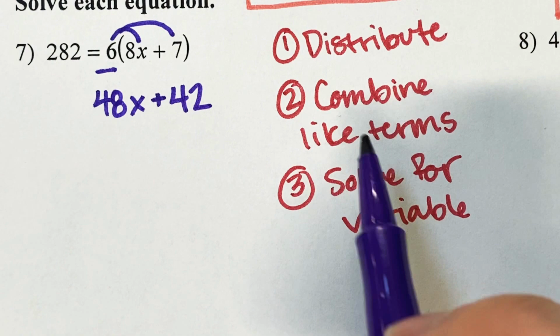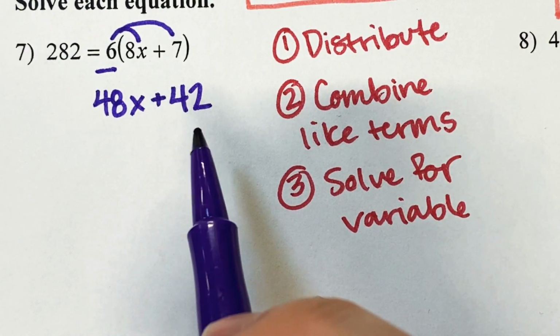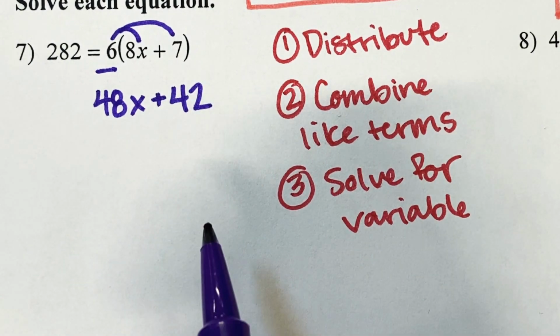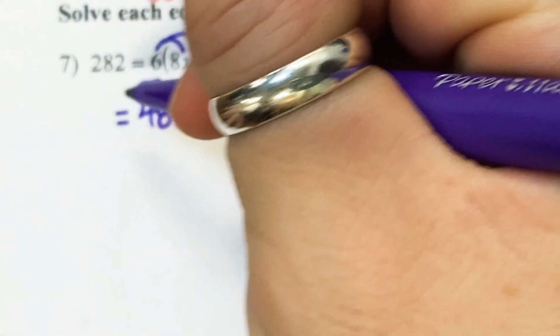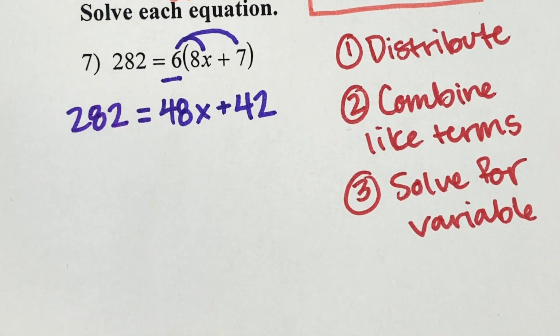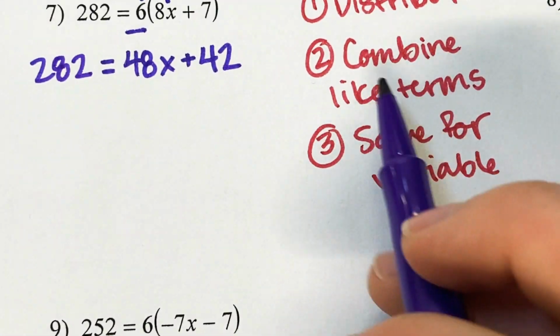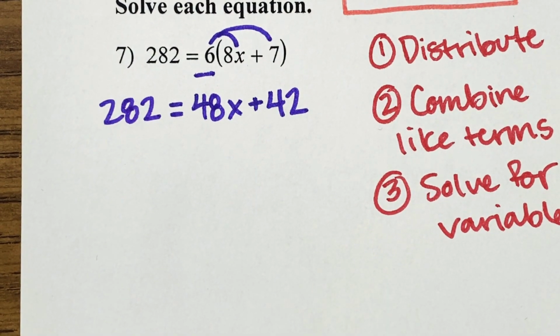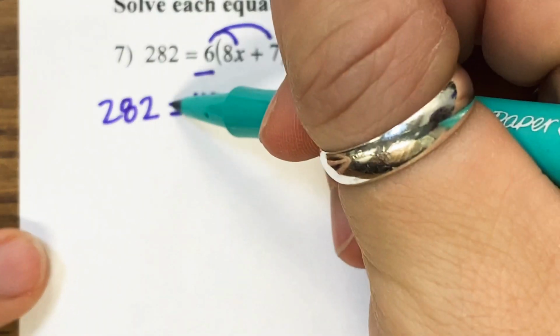Do we need to combine like terms? Are these guys like terms? No, one has the x and one does not. So we can go ahead and bring down our equal sign, equals 282. Since we didn't have to combine like terms, we can go ahead and solve. So when we are solving, we draw our line down our equal sign.